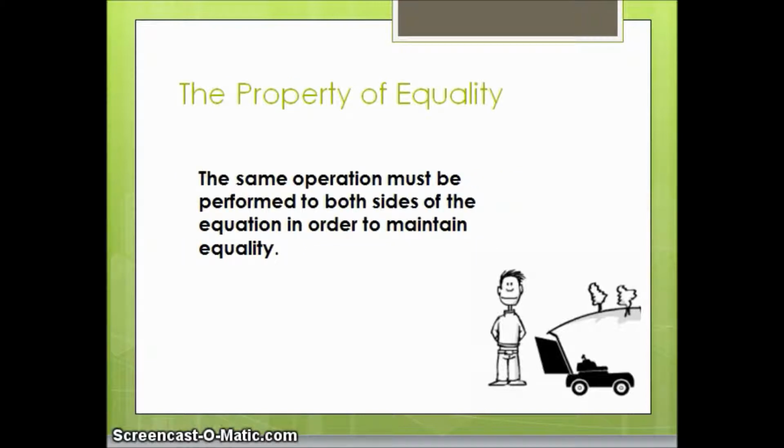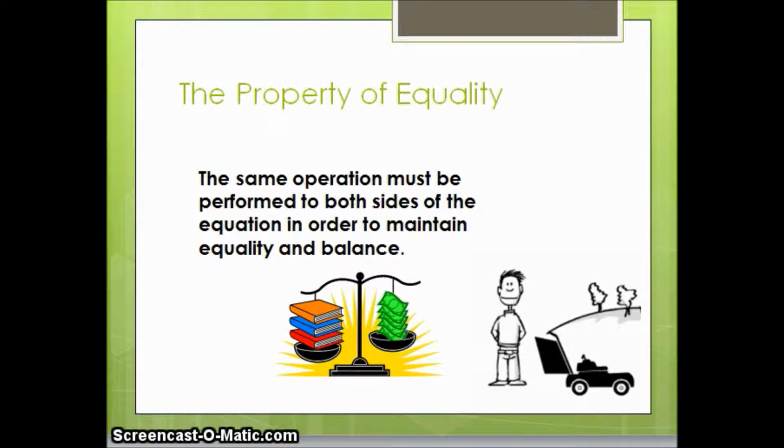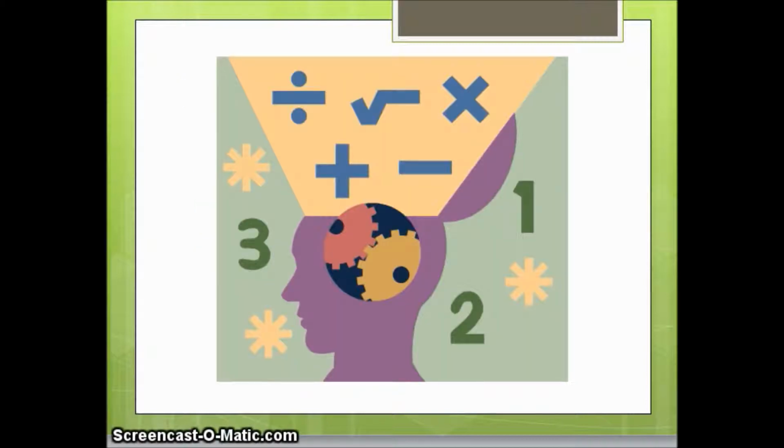Next, the property of equality states that the same operation must be performed to both sides of the equation in order to maintain equality and balance. We can actually think of our equations as if they were a balance. Each balanced side holds the same weight as the other, and as we attempt to rearrange our scale or our equation to find the missing variable, we must always remember to maintain our balance. So, whatever is done to one side of an equation must be done to the other. If we can remember these two guidelines, we'll be well on our way.